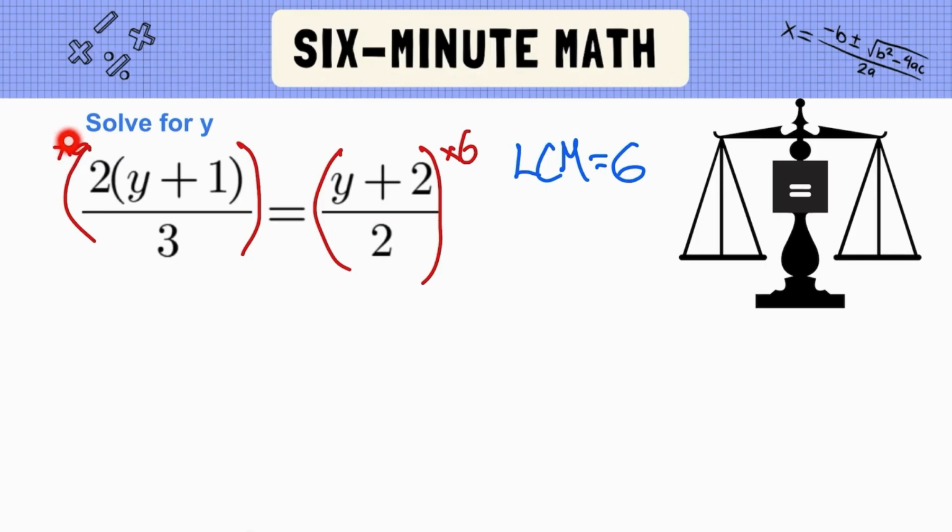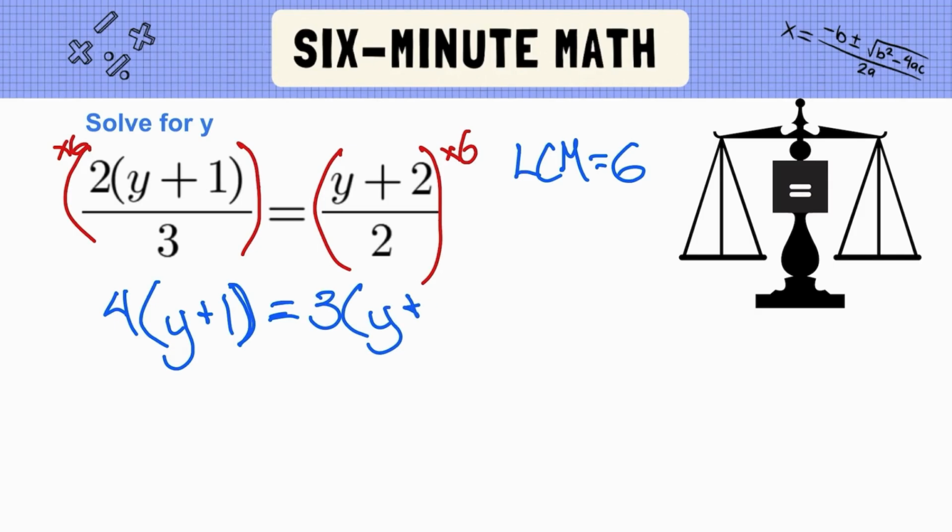We're going to go 6 times 2 is 12, and then divide that by my denominator of 3. 6 times 2 is 12, divided by 3 is 4. And then my bracket would remain as y plus 1. And I'm going to do the same process to the right side. We're going to go 6 divided by 2 is 3, and that's going to be multiplied by my top of y plus 2.